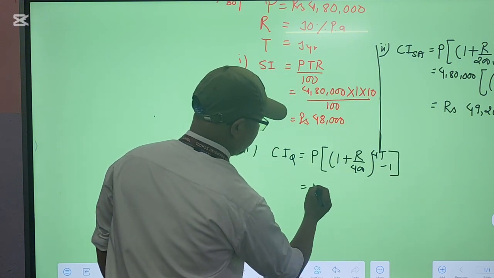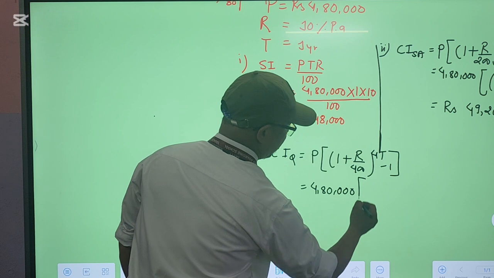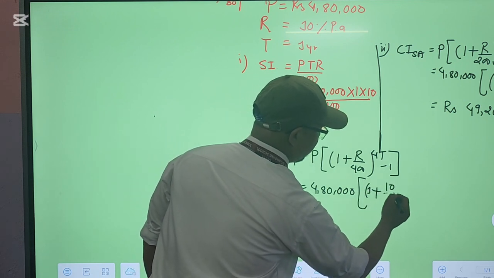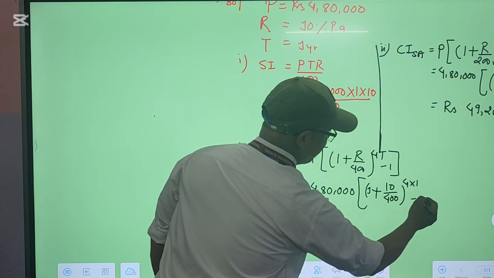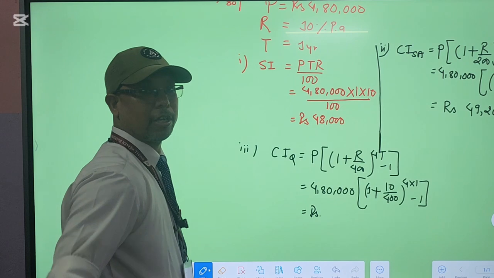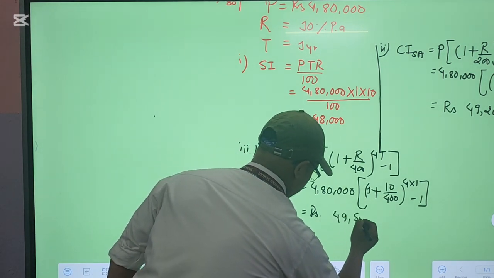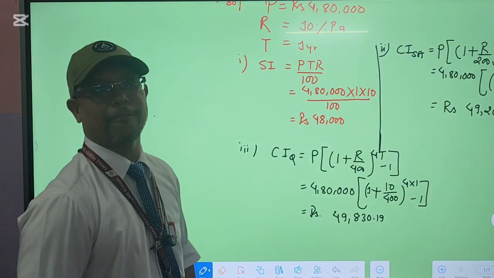So use the values. This is 4,80,000, and this is 1 plus R means 10 divided by 400, into 4 times 1, minus 1. So if you calculate these values in your calculator, you'll get the answer. This gives you 49,830.19. So this is the value.